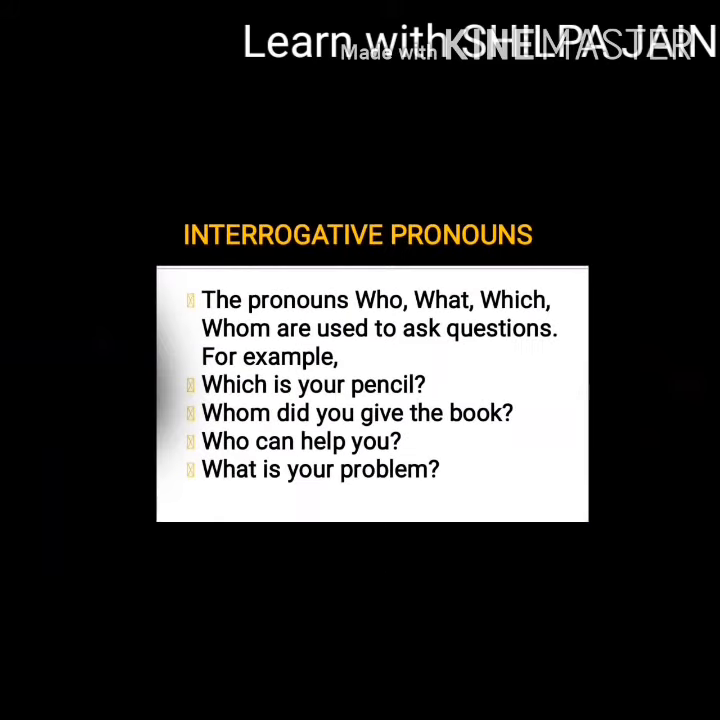Next, come to interrogative pronouns. Now, interrogative pronouns are those which are used to ask questions. For example, which is your pencil? Whom did you give the book? Who can help you? What is your problem? So these all are interrogative pronouns.